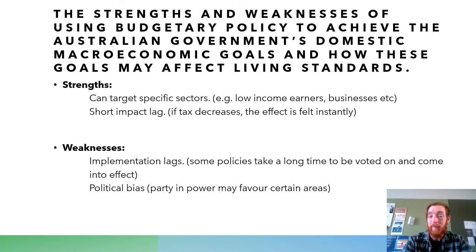For weaknesses, there are implementation lags. Some policies take a long time to be voted on and come into effect. Therefore, some things may be announced in May but not come into effect for years afterwards or months, depending on the system. There's also political bias, so the political party in power may favour certain areas. This has been seen recently where the government has been far more generous in supporting Sydney during their lockdowns than they were in support of Victoria. Therefore, goals are going to be achieved at different rates in different states.